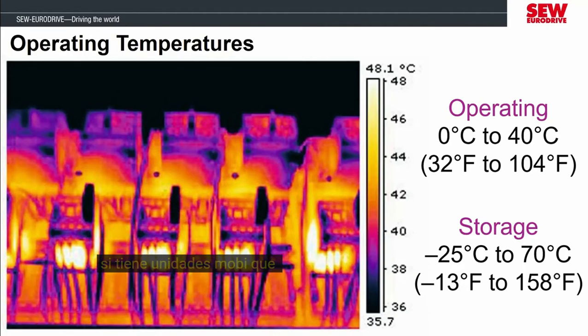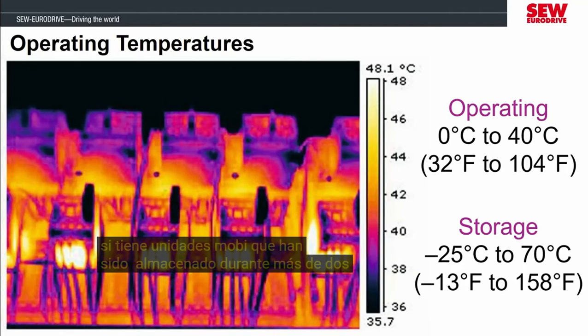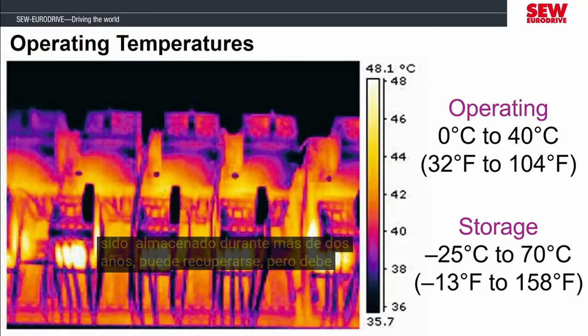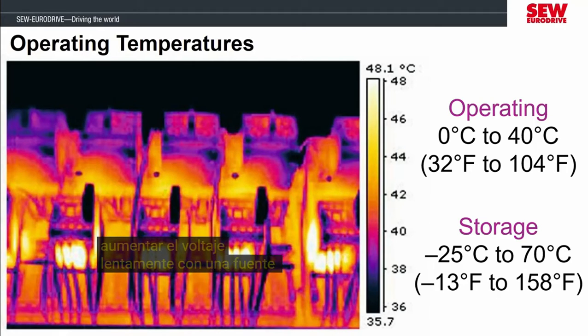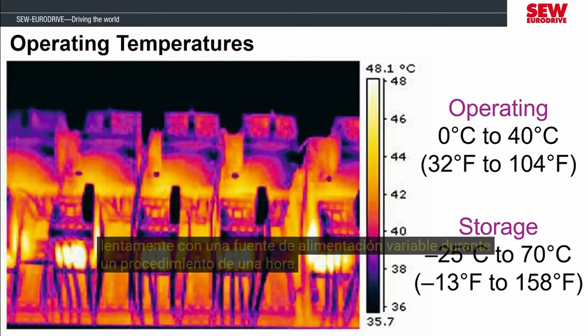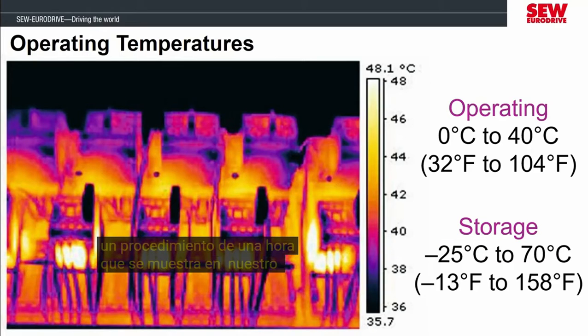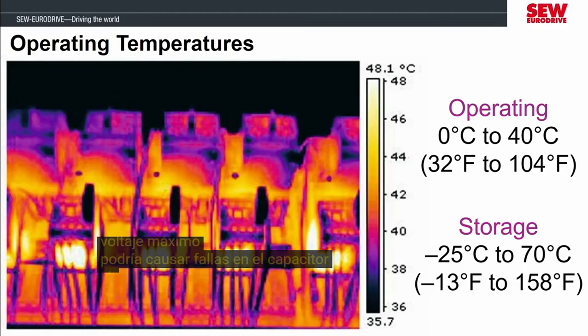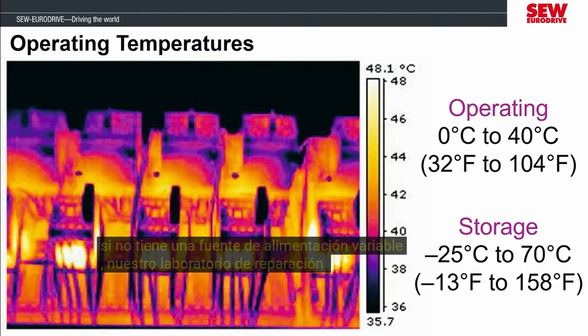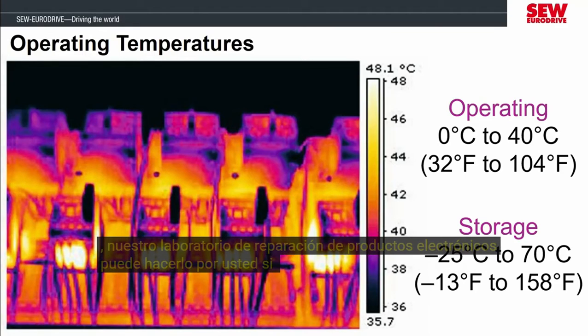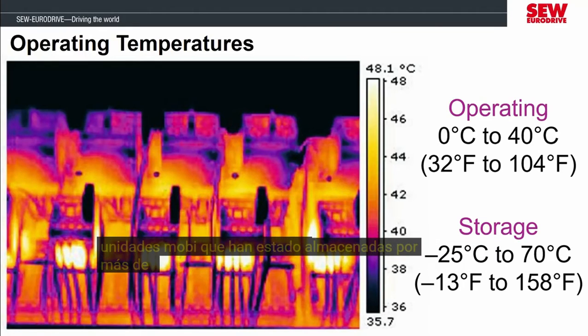If you have any MOVIDRIVEs that have been stored for over 2 years, it can be salvageable, but you have to bring up the voltage slowly with a variable power supply over a 1-hour procedure that's shown in our manual. If voltage isn't brought up slowly, the inrush of peak voltage could cause capacitor failure. If you don't have a variable power supply, our electronics repair lab can do that for you if you have MOVIDRIVEs that have been stored for longer than 2 years without power.